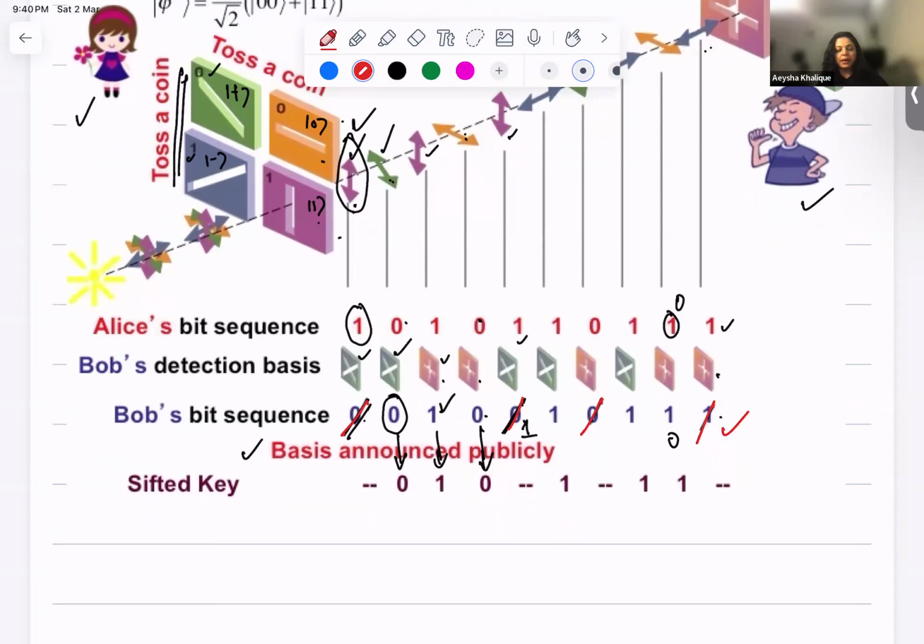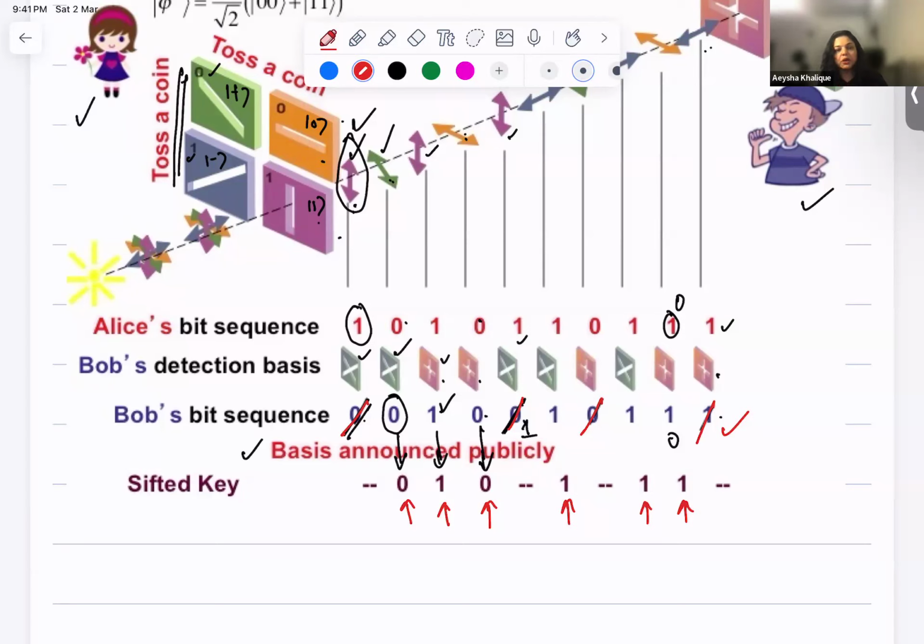And they know exactly, right? So then they will know to keep the second bit, keep the third bit, keep the fourth bit, keep the sixth bit, keep the eighth bit, keep the ninth bit, and discard the first, fifth, seventh, and 10th, right? Which means that in general, if you have a very large number of qubits that are being distributed, they will be left with half the key length.